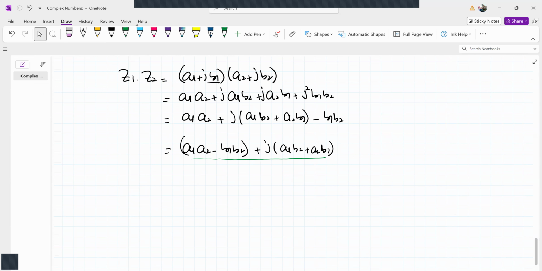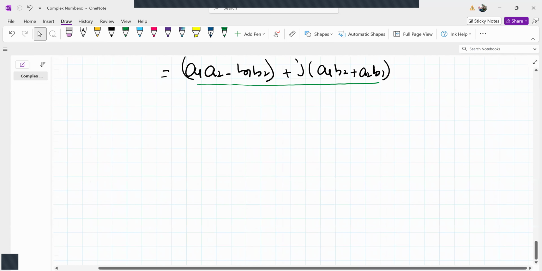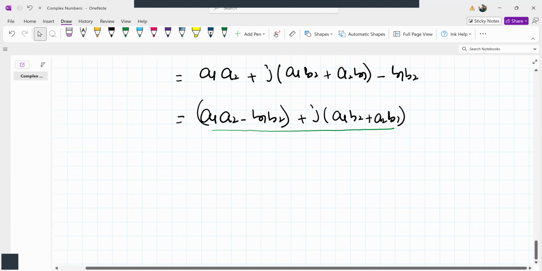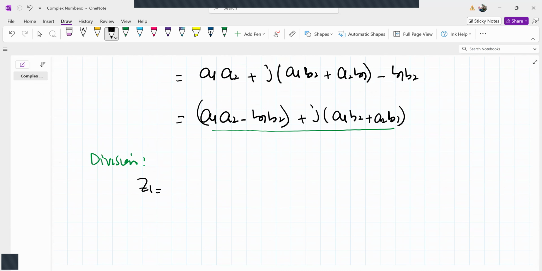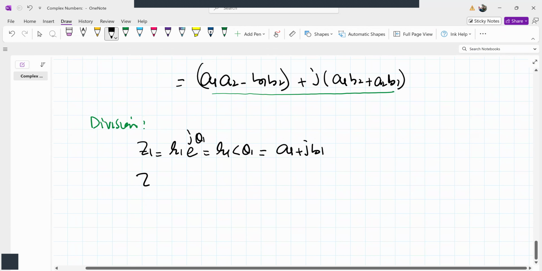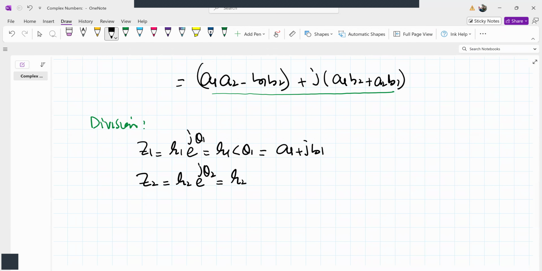Now, similarly, suppose we have to perform the division operation between complex numbers. Let's suppose the two complex numbers are z1, which is r1 e to the power of j theta1, which is same as r1 at an angle of theta1, and suppose this is the rectangular form. Similarly, z2 is r2 e to the power of j theta2, which is same as r2 at an angle of theta2, can be written as suppose a2 plus j b2. Okay, you can convert one form into another form as shown above.